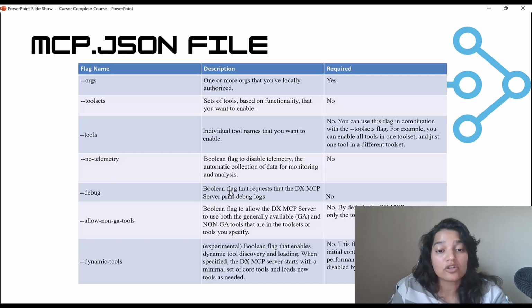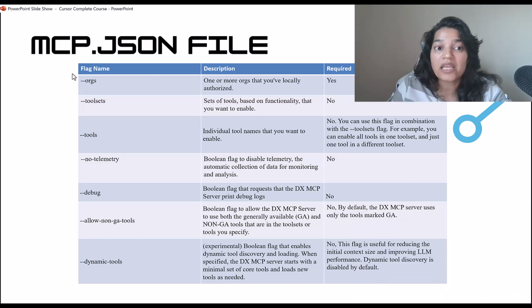Debug. This is also a Boolean flag that requests the DX-MCP server to print debug logs. If you want debug logs to be printed, you're going to use this flag. This is also not a required flag. So the majority of the flags are not required. This is the main flag that is required, because Cursor needs to know on which org, you can have 10 orgs you're connected to, but which of the orgs it is allowed to make changes to. That is what you're going to use this argument to provide.